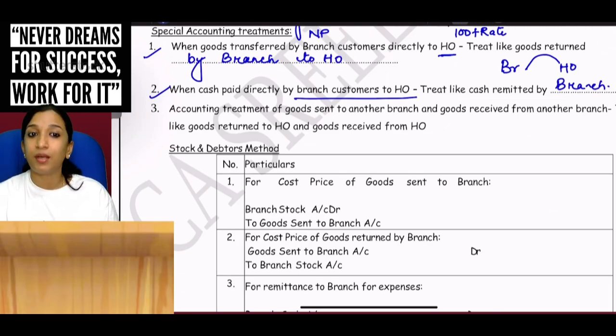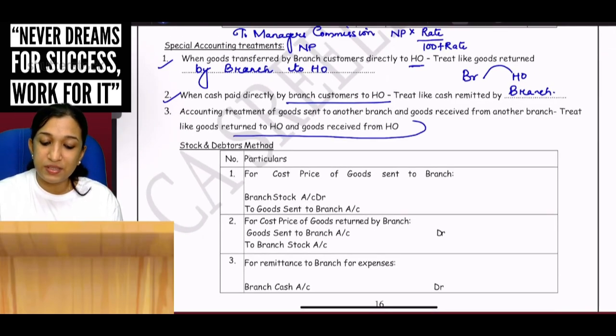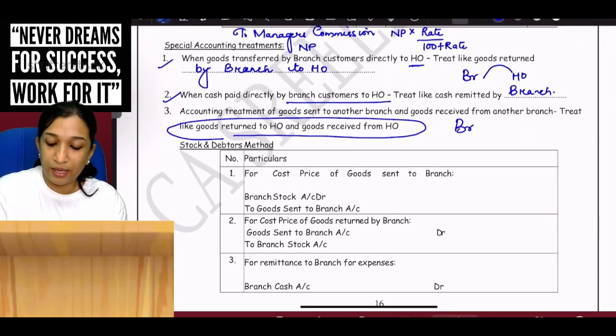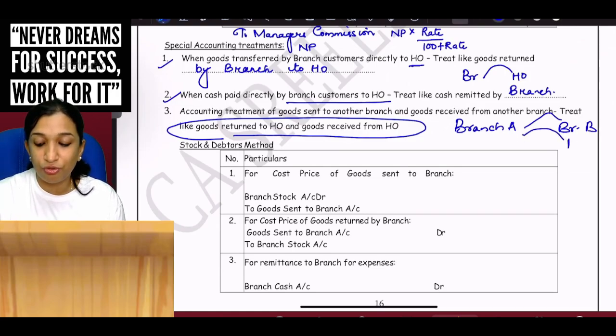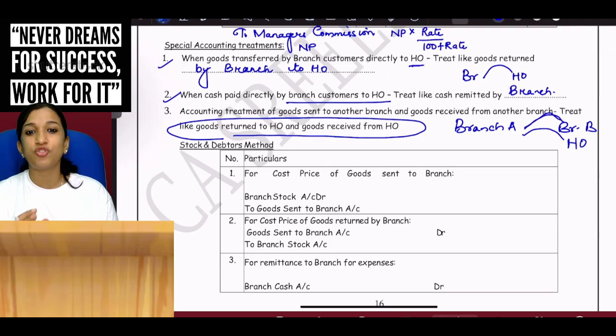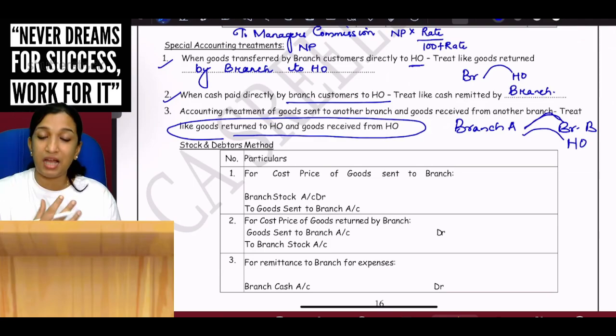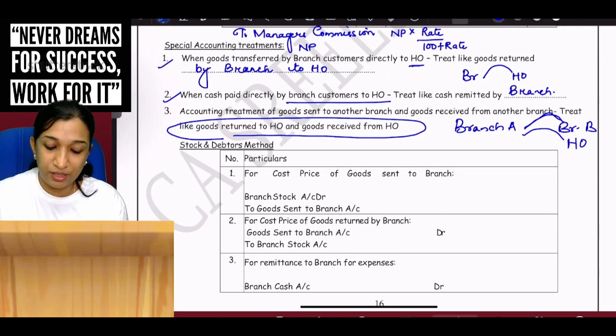Accounting treatment of goods sent to another branch. See, if one branch has transferred goods to another branch, treat like goods returned to head office and goods received from head office. Branch A transferred goods to branch B. It is like branch A transferred goods to HO. And from branch B's point of view, goods received from head office. So inter-branch transactions, one branch to another branch, from the branch point of view, it is like the transaction with HO. So goods returned to HO and goods received from HO.